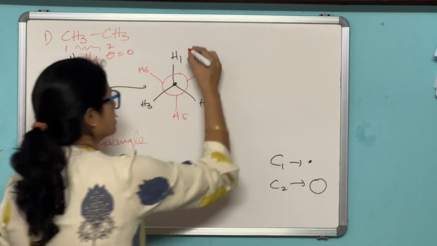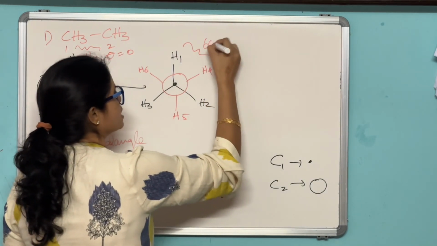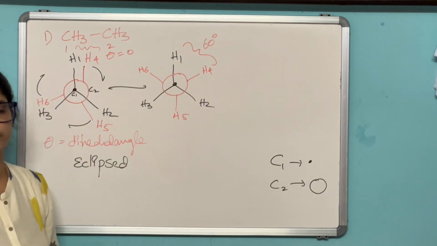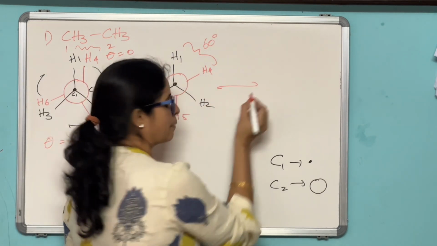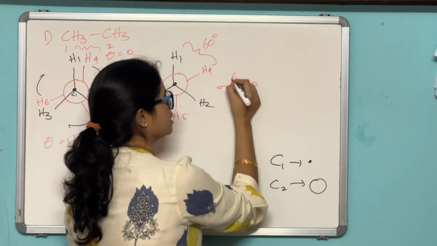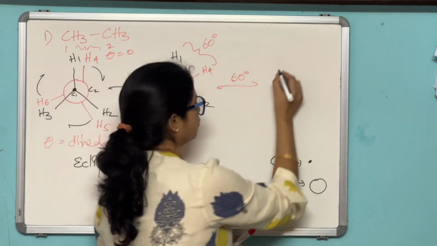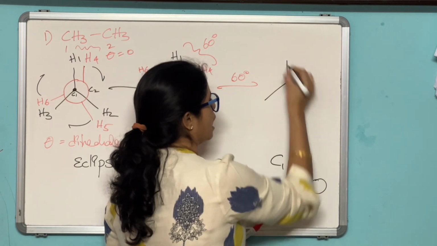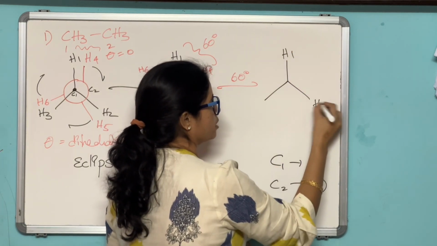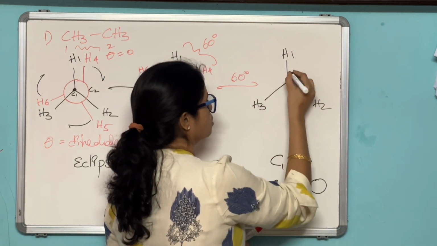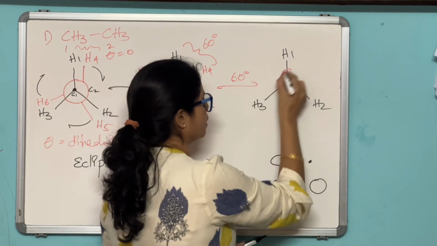Okay, now what is the angle between these two now? 60 degrees, because we have rotated 60 degrees. Now rotate the back carbon again to another 60 degrees, keeping the front carbon constant, and here is your H1, H2, H3. So here is your second carbon.